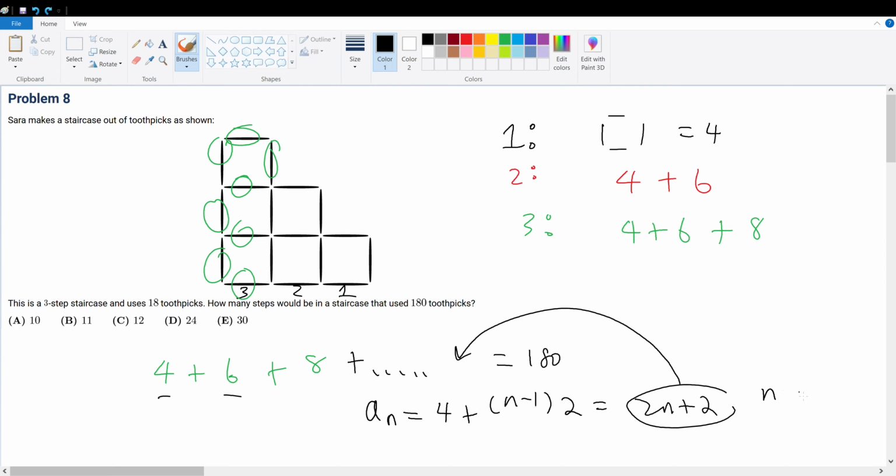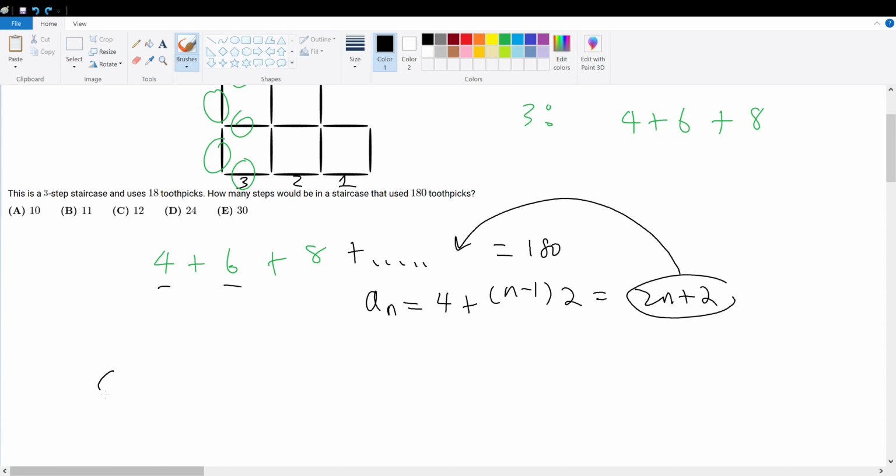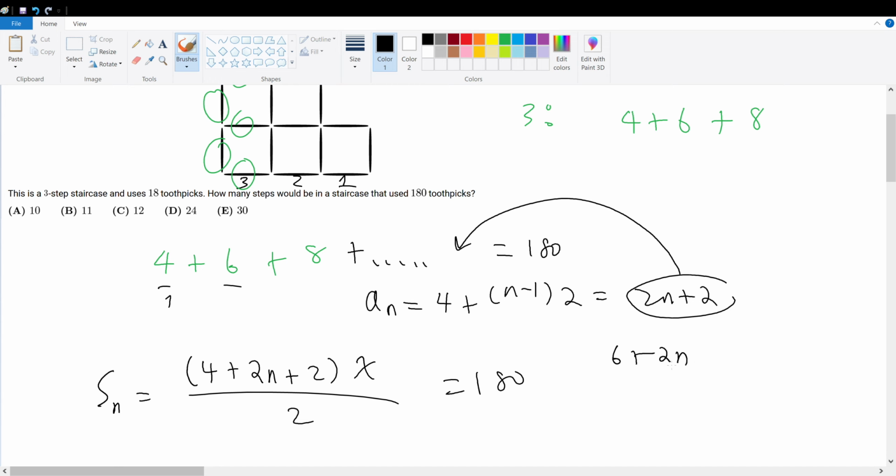So now that we have this, we have an arithmetic sum. So use the summation formula. The summation formula is the first term plus the last term times the number of terms, divided by 2. Well, how many terms are there? We actually don't know. So let's just use x for now, and then we divide this by 2. This is equal to 180. So that means 6 plus 2n, times x divided by 2, is equal to 180.